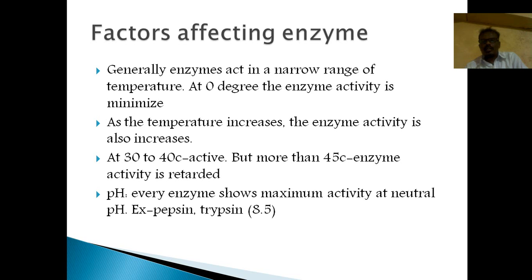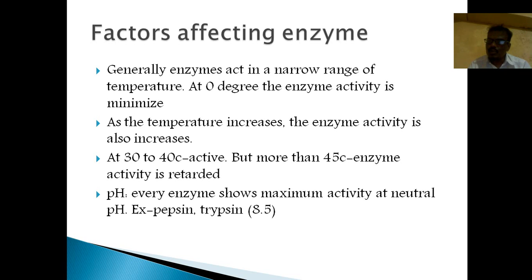As the temperature increases, the enzyme activity also increases. At 30 to 40 degrees C enzymes are active, but at more than 45 degrees C, enzyme activity is retarded. 30 to 40 degrees C is considered as optimum temperature. If more than 40-45 degrees, then enzyme activity will decrease. If below 30 degrees C, again enzyme activity will be reduced. So 30 to 40 degrees is considered as optimum temperature where enzymes will work.